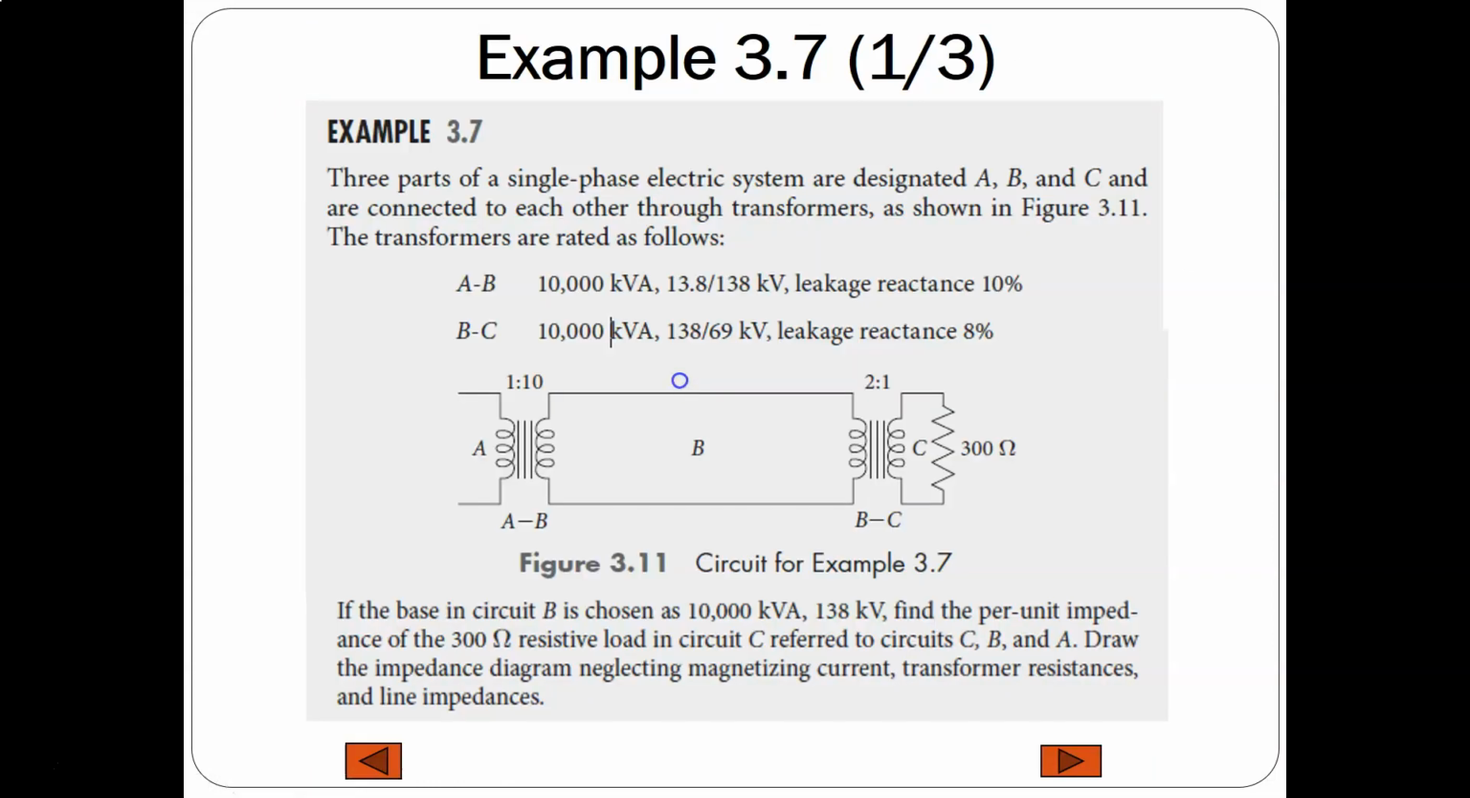Now you can please go to example 3.7 on your own.